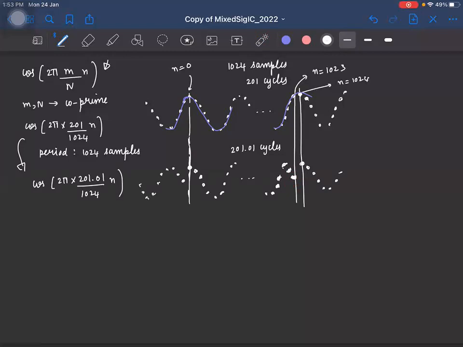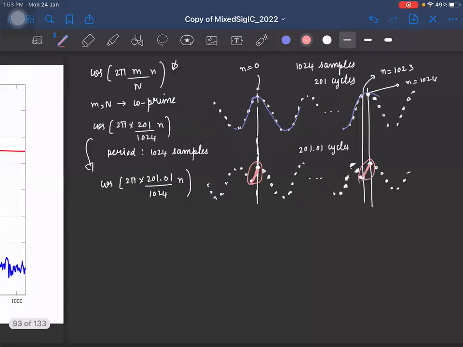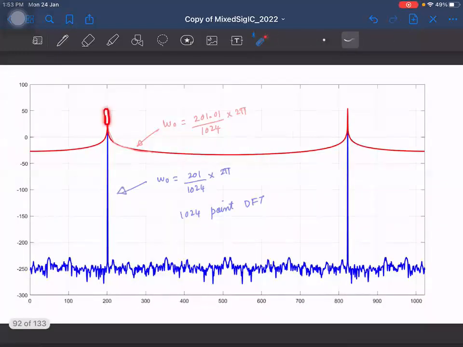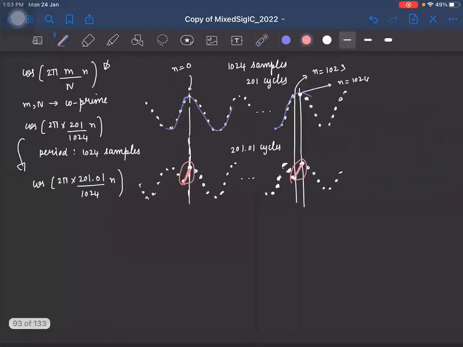Now we can clearly see that at the boundaries, at these points, there is a sudden jump in the signal. These jumps result in spectral leakage, which is what we saw here, and also add a flat portion to the spectrum. So let us see why these sudden jumps add a flat portion to the spectrum.